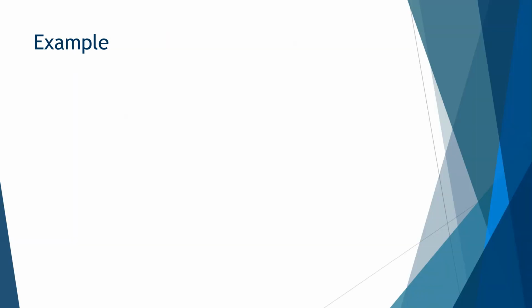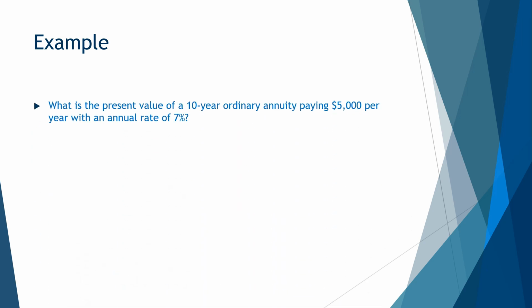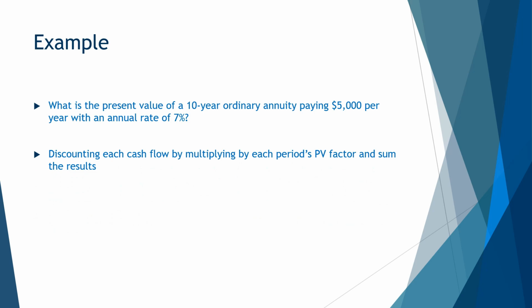So let's look at an example real quick. We want to know the present value of a 10-year ordinary annuity. It pays $5,000 per year with an annual interest rate of 7%. Now we're going to discount each cash flow one at a time, and we just look at the present value factor. We learned how to do this a couple lectures ago. So our present value factor is just 1 over 1 plus r to the n.